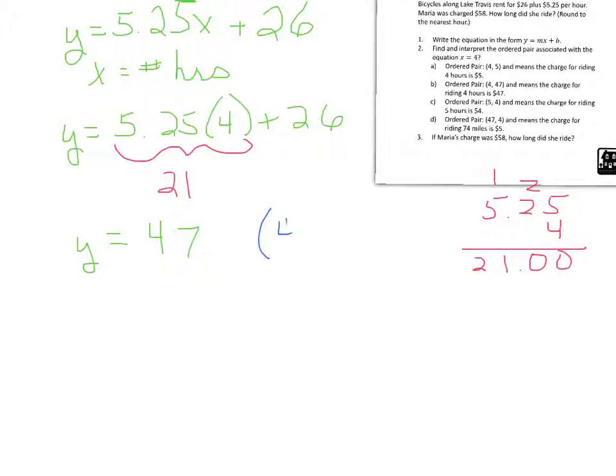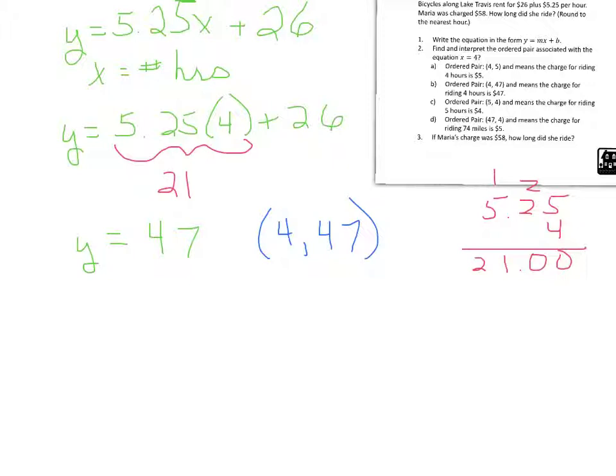Well, x is 4 and y is 47. So this is an ordered pair, (4, 47), representing 4 hours and a $47 total cost. So if we look at our options, A says the ordered pair is (4, 5). Well, I don't know where 5 came from. B says the ordered pair is (4, 47), and that is correct. And it means the charge for riding 4 hours is $47, and that's what we said.